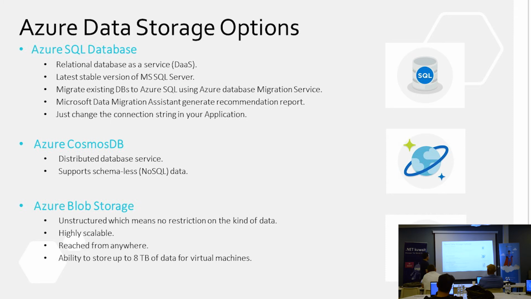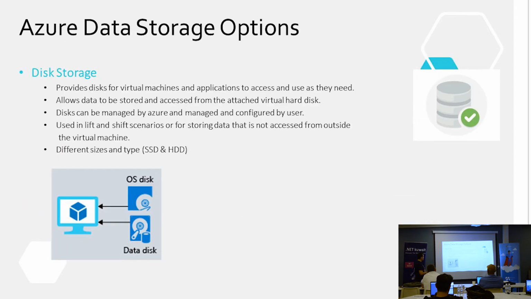These are the types, as we said. SQL Server is the type, as we said here, for the structured. Cosmos DB for the NoSQL. The disk storage for the unstructured one.